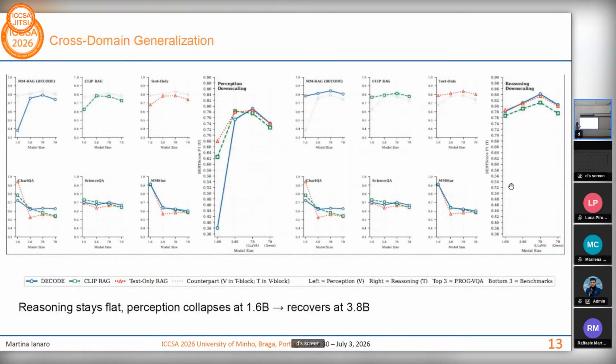Also, this chart is divided into left and right: on the left we have the items for visual tasks, and on the right for textual tasks. On the left part, every time the code collapses at Moondream 2 and goes up around 4 billion, while on the other part, which is only textual, all the lines are more or less stable. It means that we have this reasoning threshold, and the models are overwhelmed by text. So the reasoning stays flat and the perception collapses at Moondream.